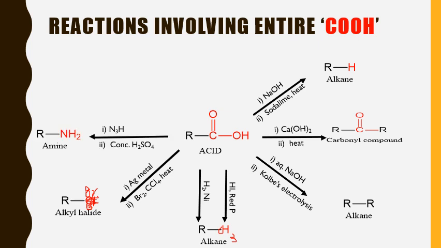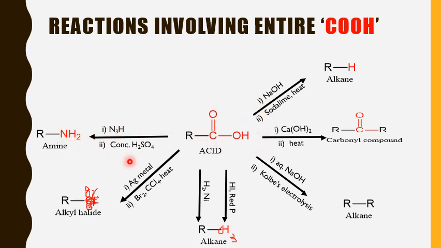And the next reaction is the reaction with hydrazoic acid. So what is hydrazoic acid? Hydrazoic acid is N3H. Okay, N3H. It will have N3 minus ion and H plus ion. So an azide ion you will have. So this hydrazoic acid upon reaction with carboxylic acid in the presence of an acid catalyst will give you amine. So the entire COOH group has been converted to an amine group.